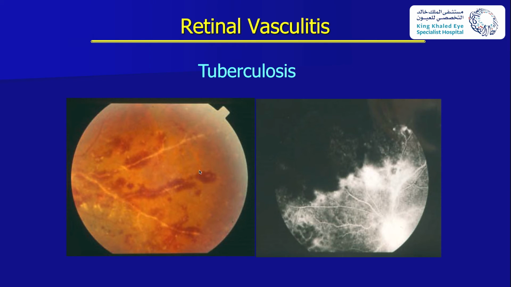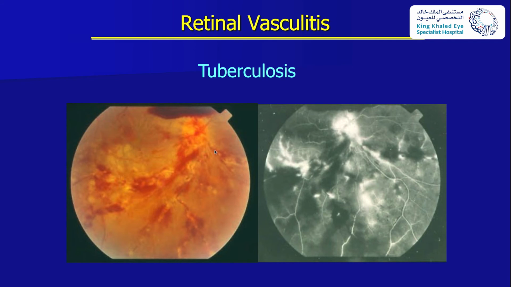Examples: this patient had occlusive vasculitis due to tuberculosis. Look at fluorescein, severe ischemia. Another patient with ischemia, but here the patient already had hemorrhage.